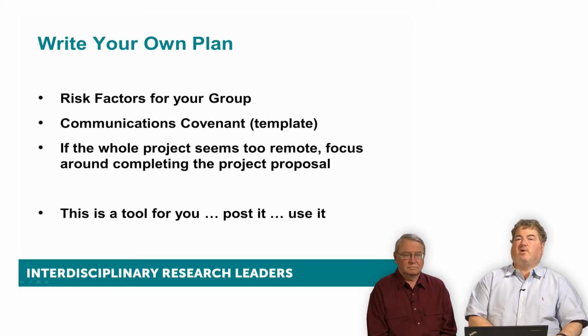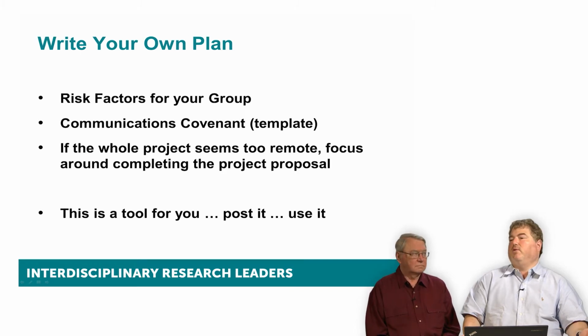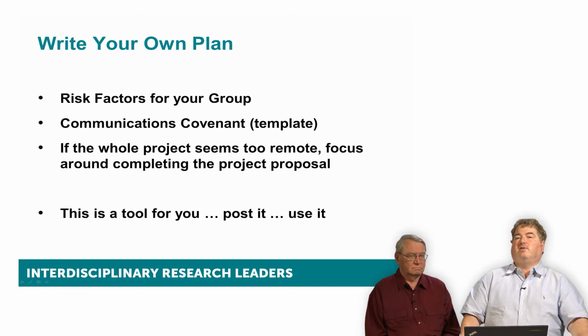Depending on how long you've been working together, you may feel that the entire project just seems too remote. This is 3 years and you've just been starting working together. If that's the case, focus your covenant around getting the proposal done. What are you going to do in the next 2 to 3 months that will get you to the next stage of the project? If you've been working together for a bit, you might want to just document the practices that you have, reflect on what's working, reflect on what you want to change.